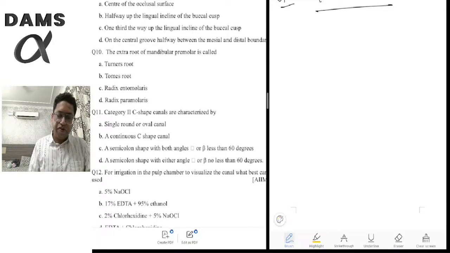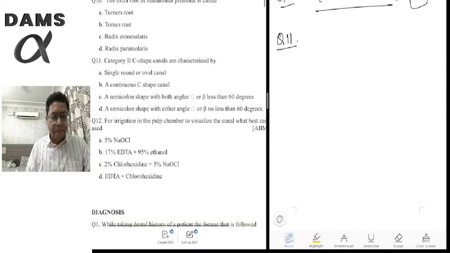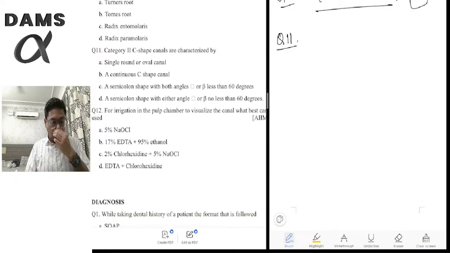So option B would be the answer for question number 10. Question number 11. The category 2 C-shaped root canals are characterized by: a single round or oval canal, a continuous C-shaped root canal, a semicolon shape with both angles alpha and beta less than 60 degrees, a semicolon shape with either angle alpha or beta not less than 60 degrees.